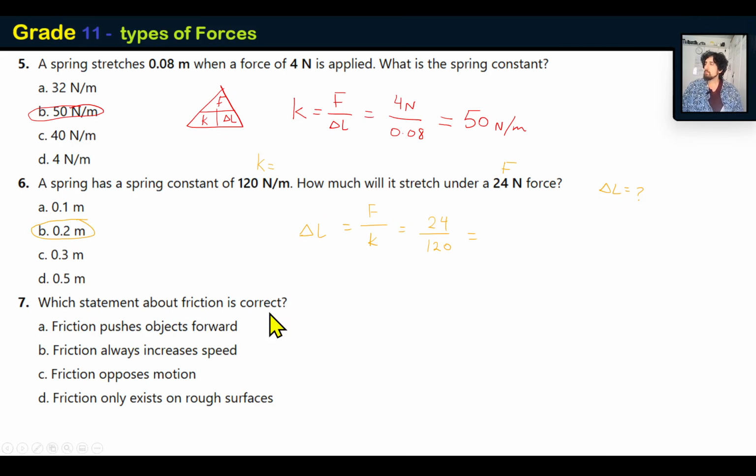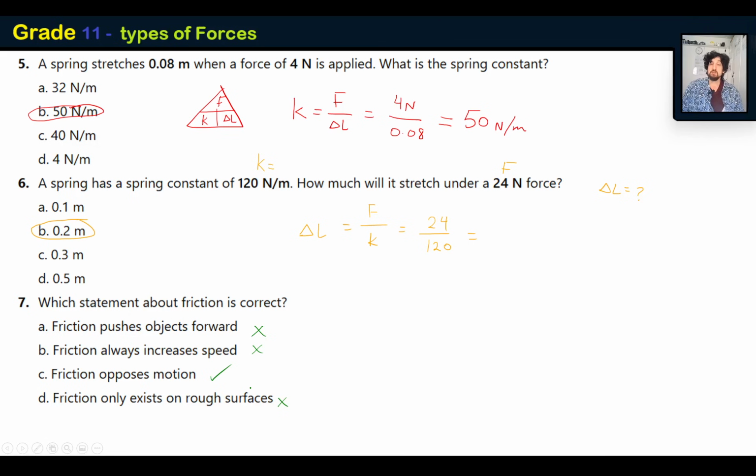Okay, moving on. Which statement about friction is correct? Time for green. Friction pushes objects forward. Friction always increases the speed. Obviously not, and it doesn't push objects forward. Friction opposes motion. Absolutely. And friction only exists on rough surfaces. Absolutely not. So friction is always there. Anytime two surfaces are rubbing against each other, whether they're smooth or not, friction is there. Now, it could be low friction, it could be high friction, but anytime the two surfaces are in touch with each other, there is friction.